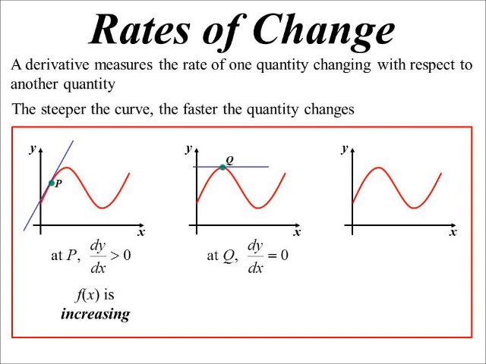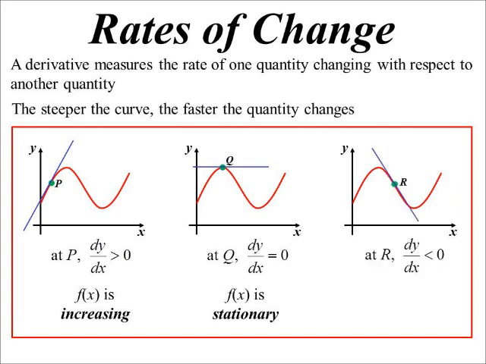If I was right at the top there, then I'd get a horizontal tangent, the derivative would be 0. So the rate of change is 0. Well, if there's no rate of change, we say it's stationary. It's not going up, it's not going down. It's stationary at that point.